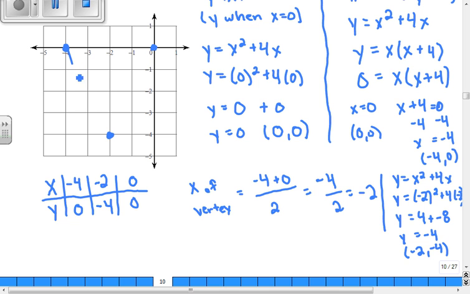So I simply am going to connect these points in a curved manner. Make sure you have a curve. Make sure it's not pointy, and then put arrows on the end. So sketch a good parabola here.